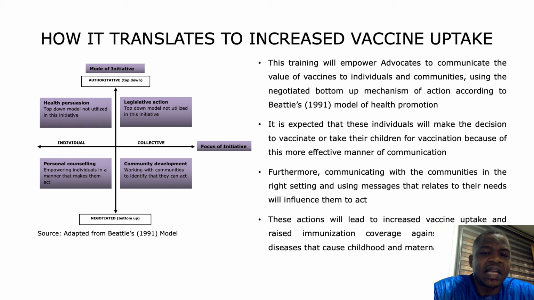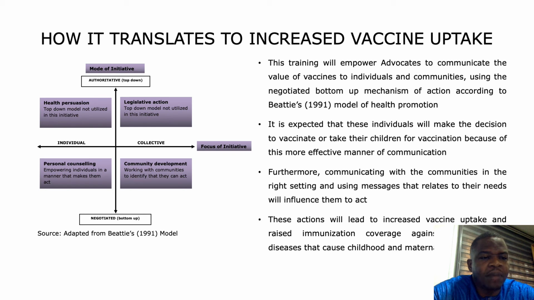So basically, how would this then translate to increased vaccine uptake when you communicate in the new way and leave the old way? Or in addition, basically you're not leaving, but you're adding to that old way to make it better. So first of all, using the Beattie's model, the 1991 Beattie's model, we find out that people are more empowered when you use the negotiated bottom-up approach rather than the authoritative top-down approach. And that is what we are going to adopt, right?